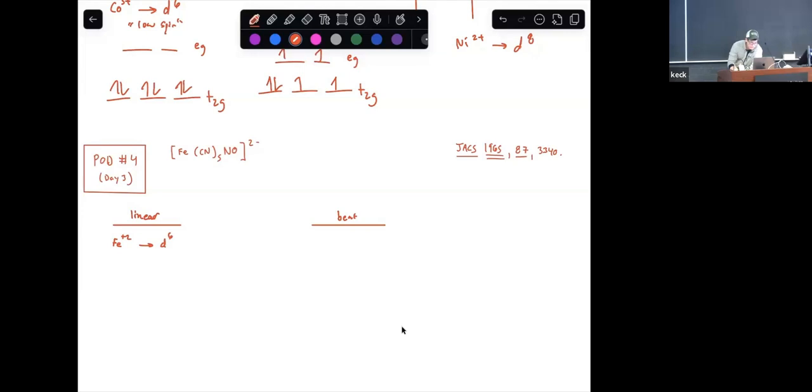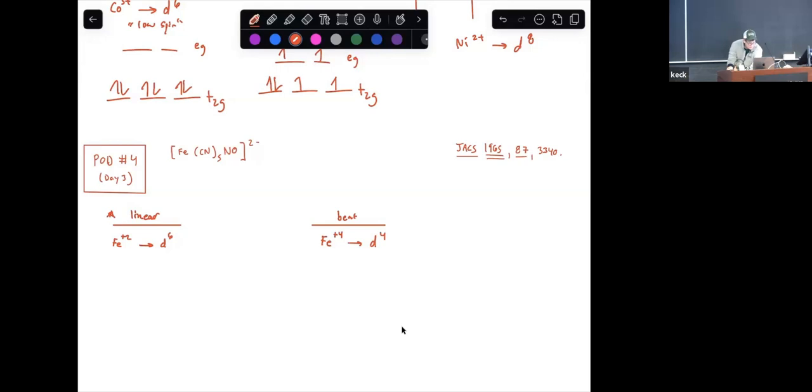And then you also kind of alluded to the other one. We're talking about the linear case, where the NO is counting as a plus ligand. The other alternative, if you consider this just an X-type ligand, then you're going to get to iron +4, D4. And so these are the two ways you could consider this to be.